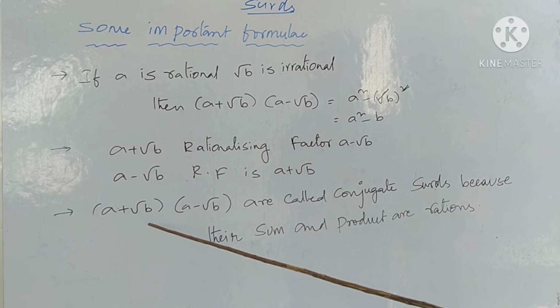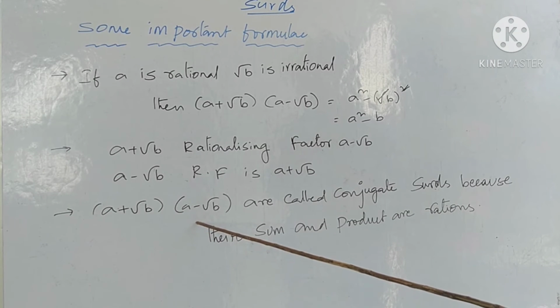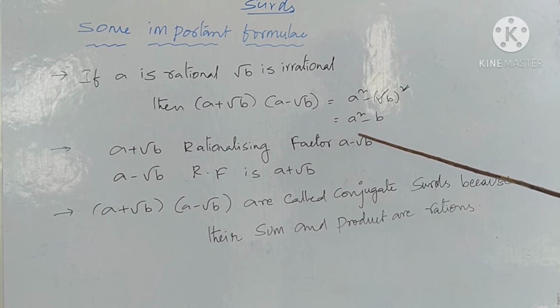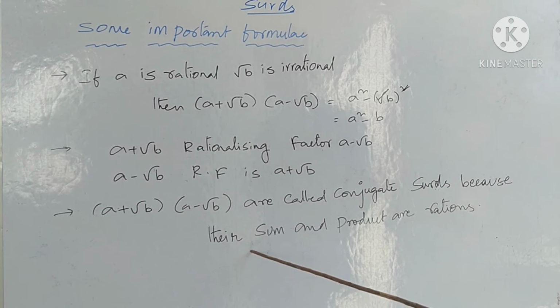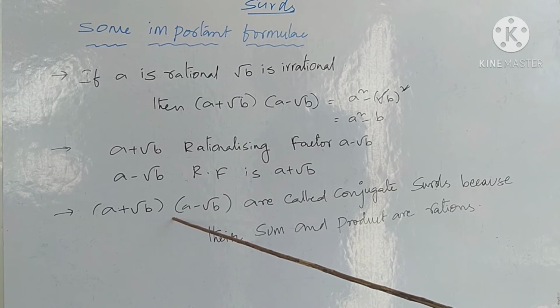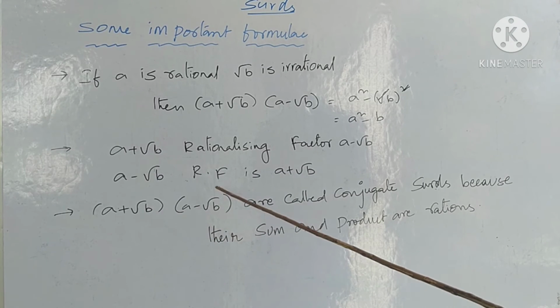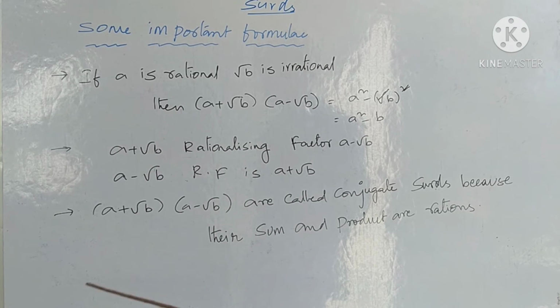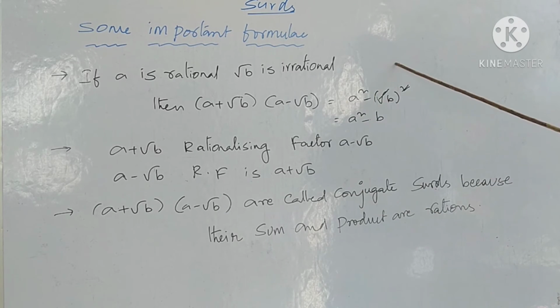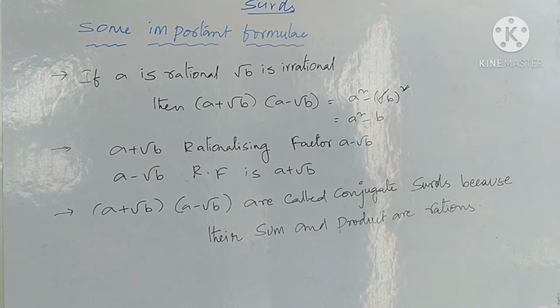Here a plus root b into a minus root b is of the form a plus b into a minus b. So the result is rational: a square minus b square. And the sum is also rational. How? A plus root b plus a minus root b: minus root b and plus root b cancel, and the result is a plus a, that is 2a. So their sum and their products are rationals.